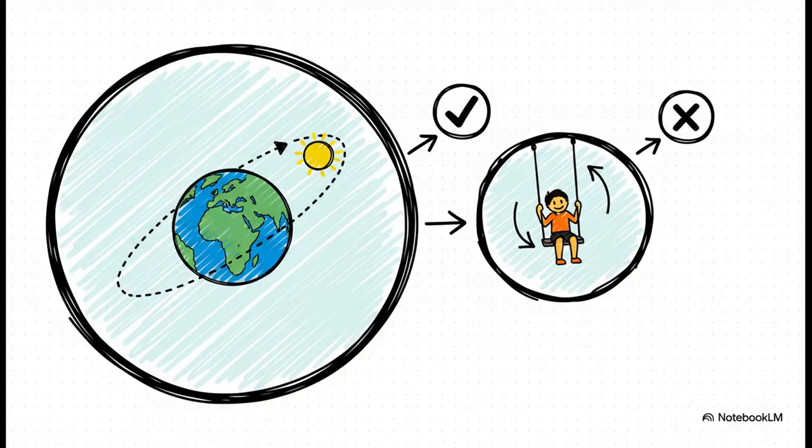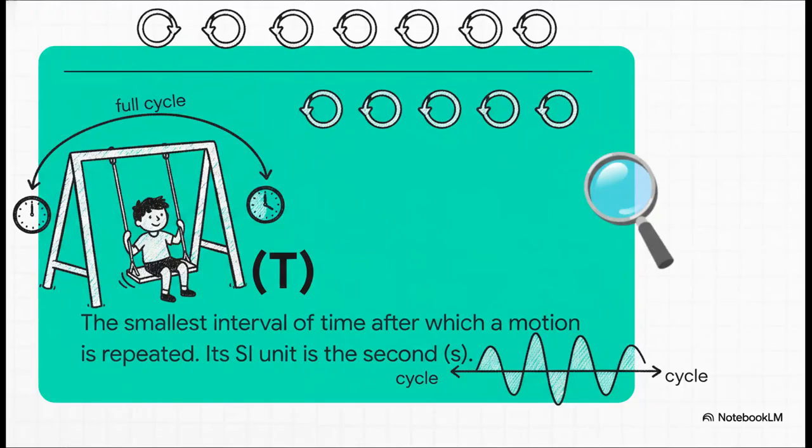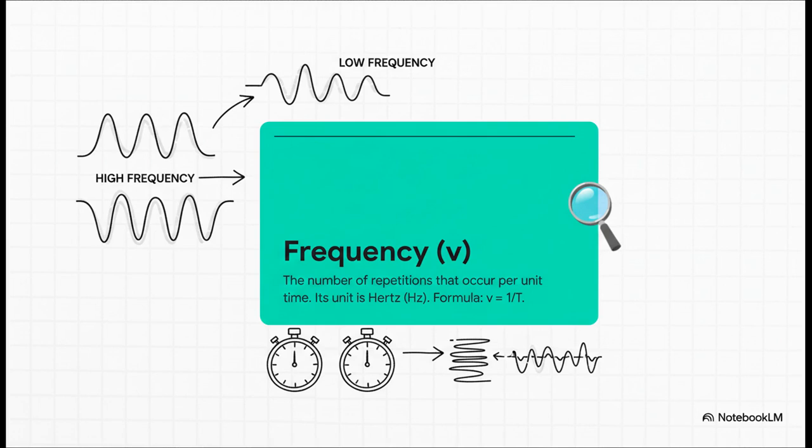We will quickly compare periodic motion, like the Earth going around the sun, with oscillatory motion, like a child on a swing. The first important term is period, which is simply how long it takes to complete one to and fro journey. And frequency is just the opposite, telling us how many swings happen every single second.